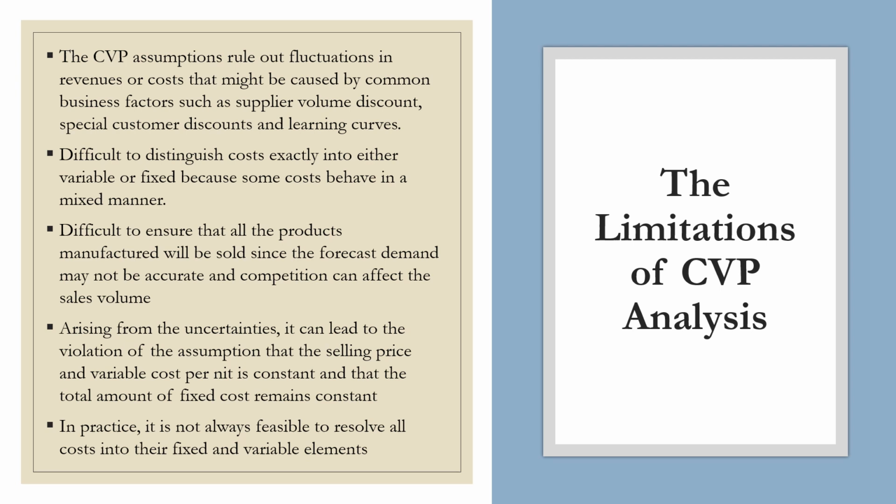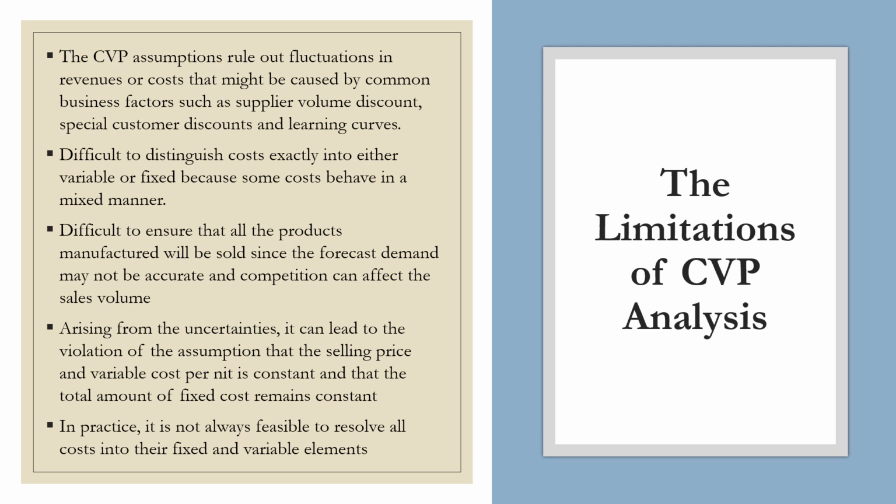Okay, now let's go through the limitations of the cost, volume, and profit CVP analysis in a way that you can easily understand. So the first one, assumptions that don't cover common business scenarios. CVP analysis makes certain assumptions about steady revenue and cost patterns. However, in real business situations, there are often fluctuations caused by factors like supplier volume discounts or special customer deals. So these variations can't be accounted for in traditional CVP models.